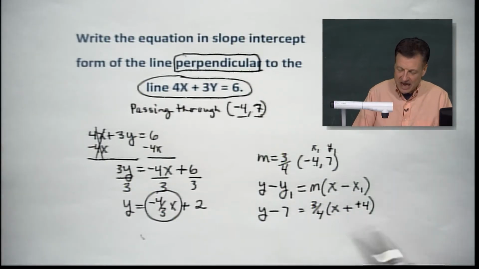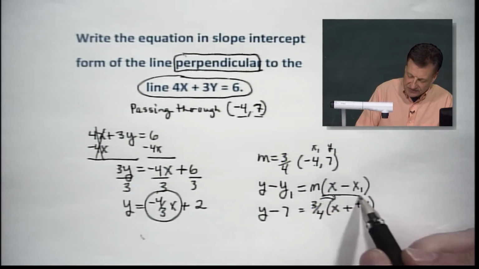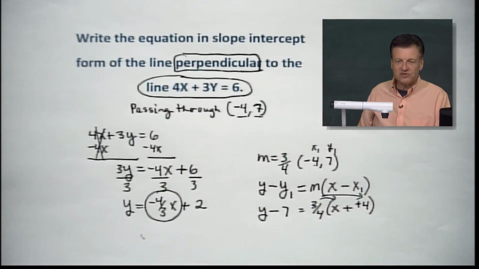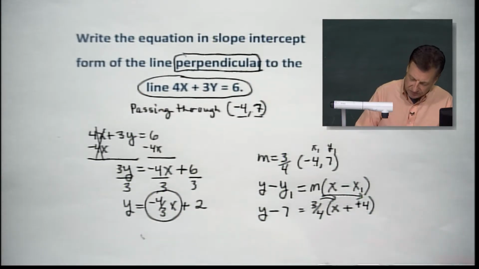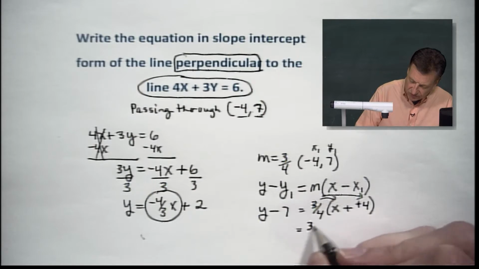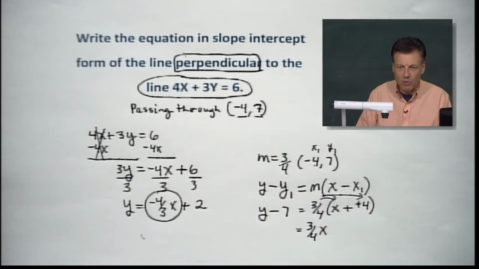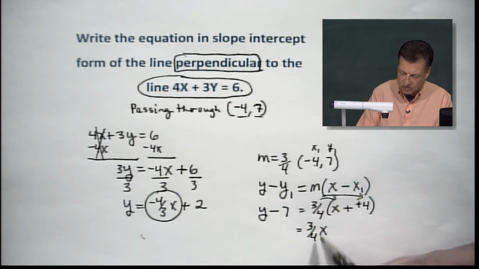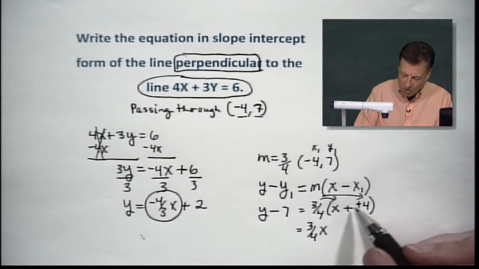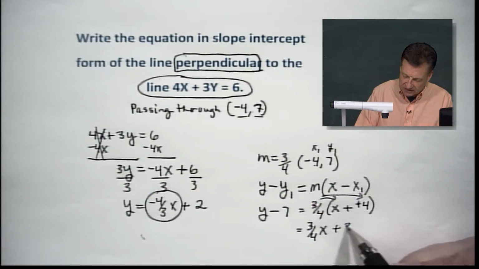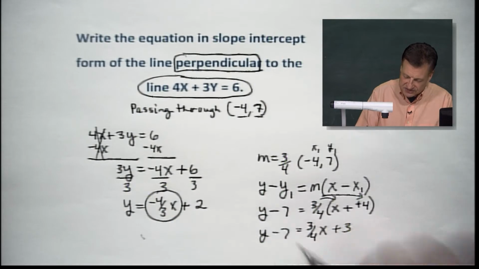At this point, it's time to distribute. And I like these numbers, 3/4 and 4, because they're going to cancel out beautifully when they distribute through. We're going to have 3/4 x, which is great. That's important to us because we know we have to keep that slope of 3/4. So that's a good sign. We have +3, and over here we got y minus 7.